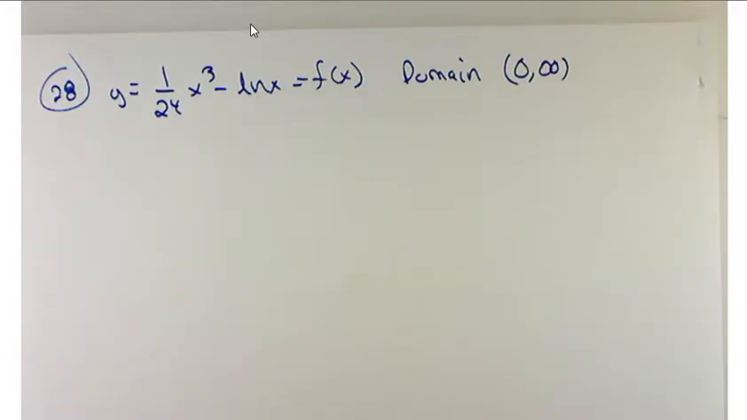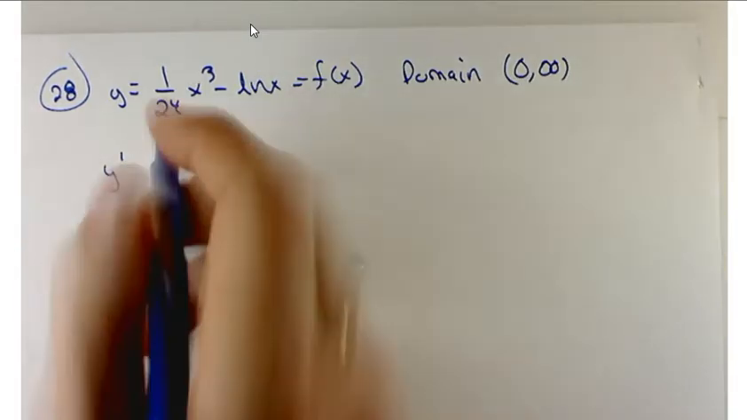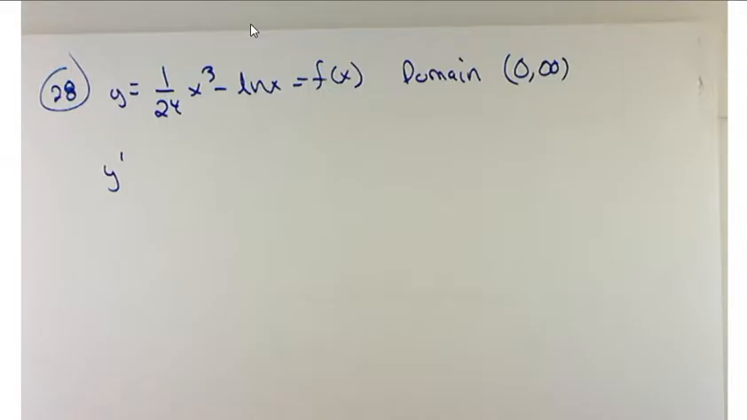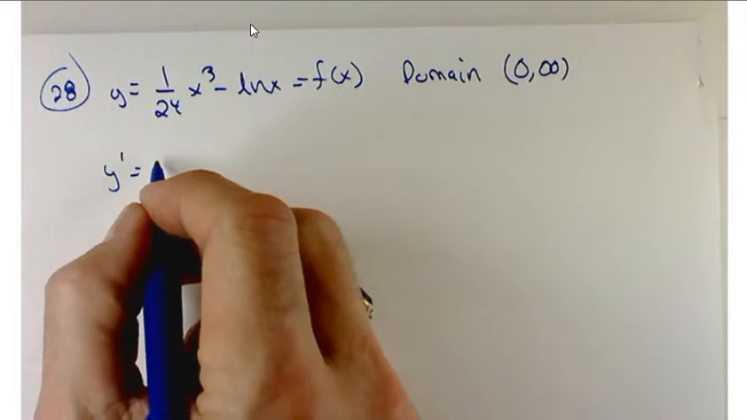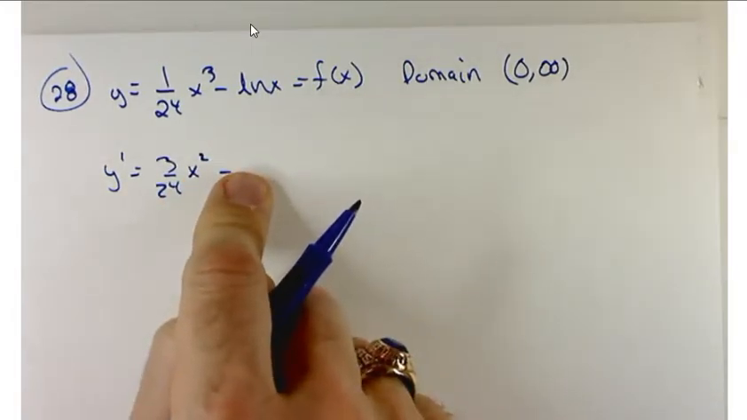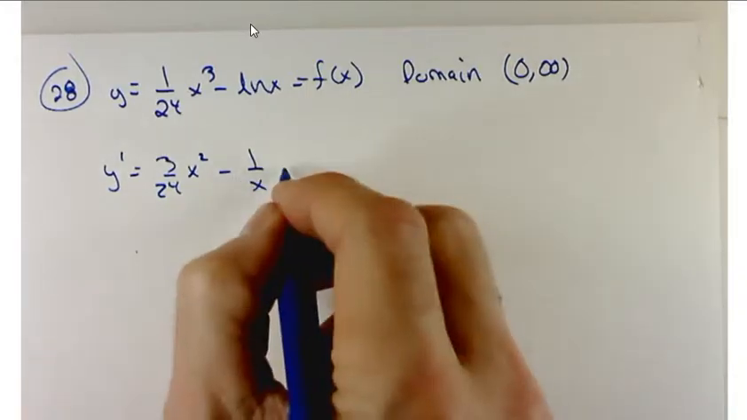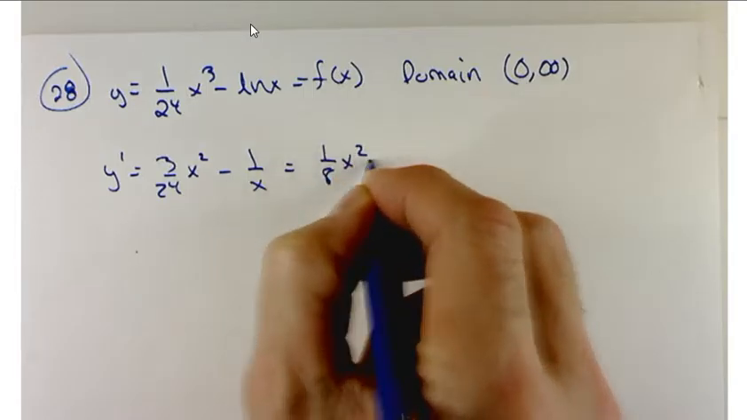So let's jump down a little ways then. We need to figure out some derivatives here to start working on this, figure out where there are maximum points, minimum points, inflection points, etc. Let's start with y prime. What's the first derivative here going to equal? All right, good. So you're going to get 3 over 24, or better yet, 1/8 x squared minus 1 over x. So I'll rewrite that as 1/8 x squared minus 1 over x.